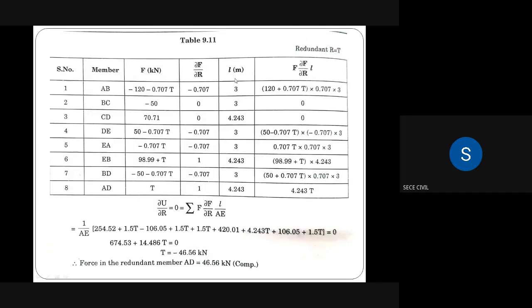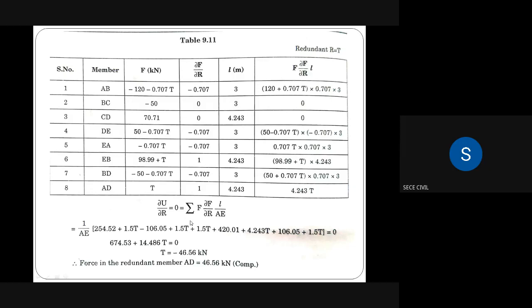Okay, so after calculating the member length, the next column is F into dou F by dou R into L. We are multiplying these three terms, F, dou F by dou R, and L, and substituting those values in this last column. So dou U by dou R is equal to 0, the strain energy in the redundant member.